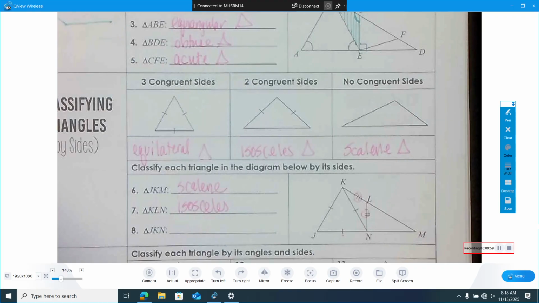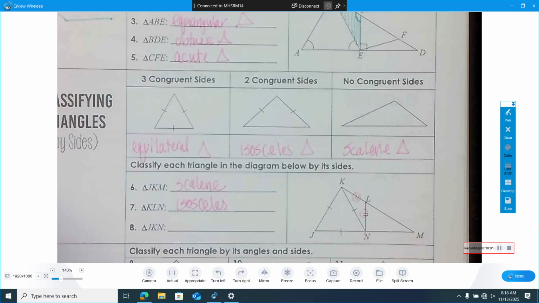It sounds like a Greek god. I think I could become like Isosceles, right? But Hercules, Isosceles, right? Okay. Sorry.